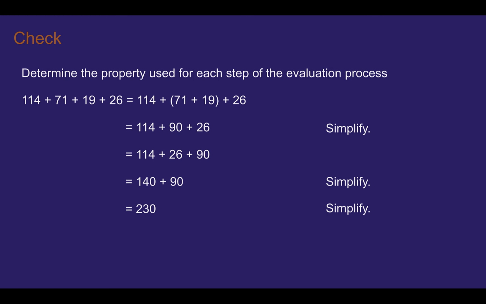Check your understanding of using the associative property. So read through the situation. Again, this goes here and then it goes down from that. So for this, read through each step and determine what was done to help evaluate. Pause the video now and complete the check.